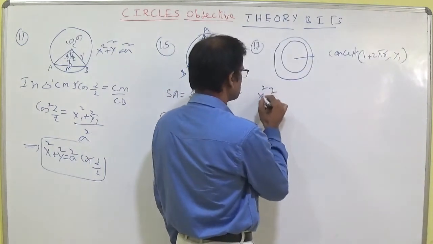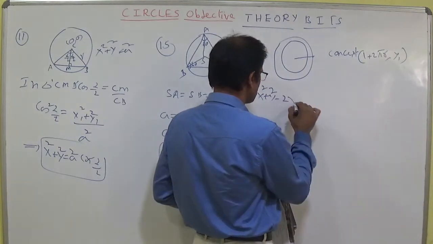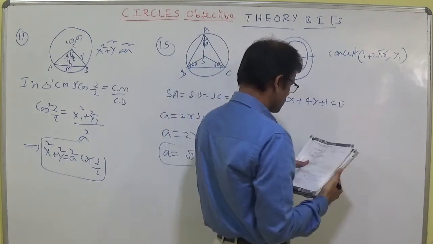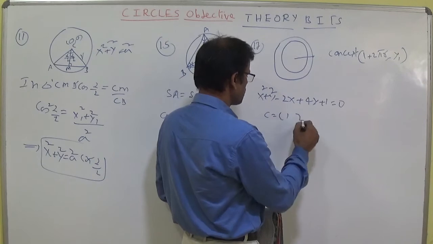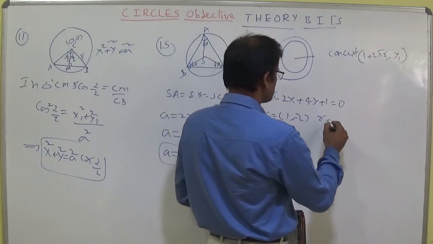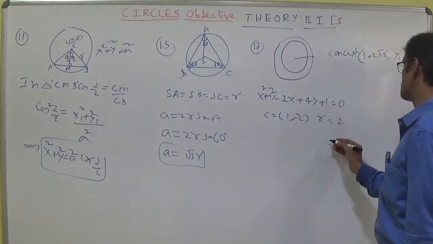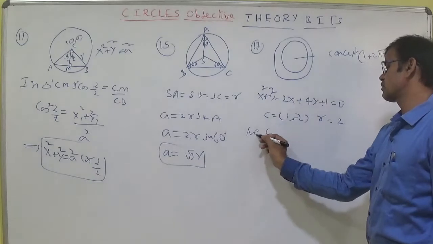So what is the given circle here? x square plus y square minus 2x plus 4y plus 1 equal to 0. Here the center C you can write as 1, comma minus 2. R is equal to root of g square plus f square minus c, that is 1 plus 4 minus 1, so it is 2. So now you can write the new center.